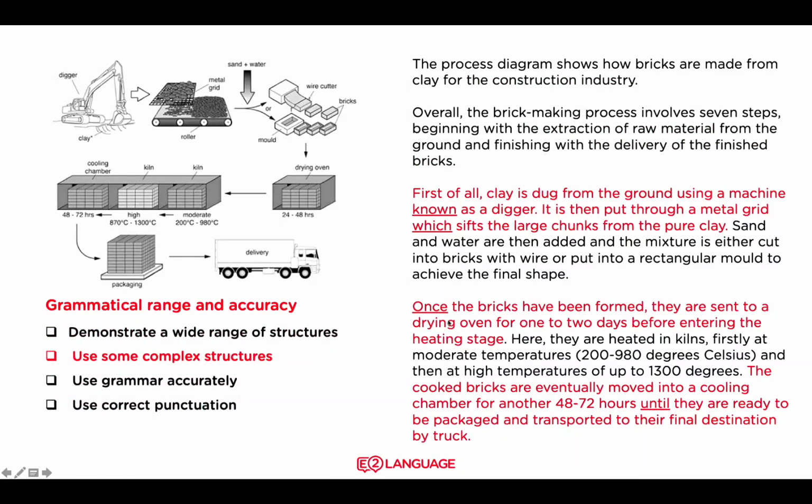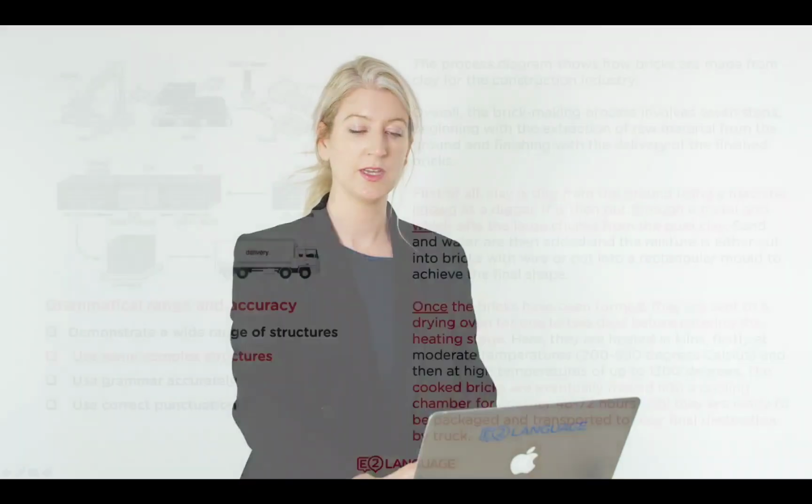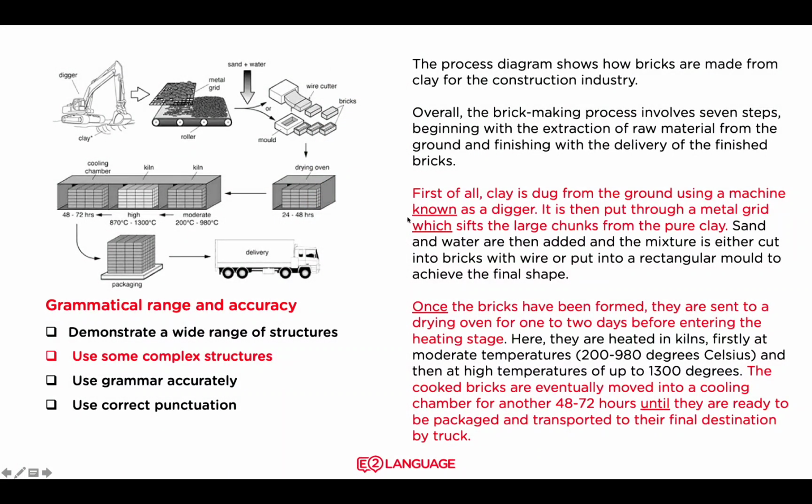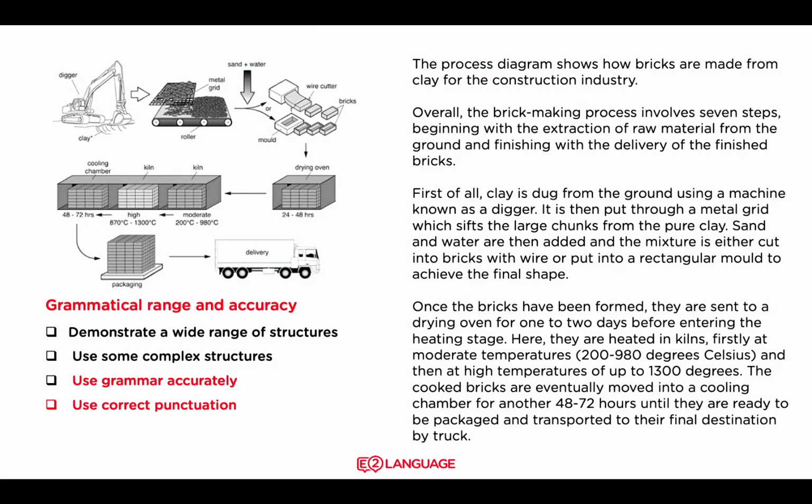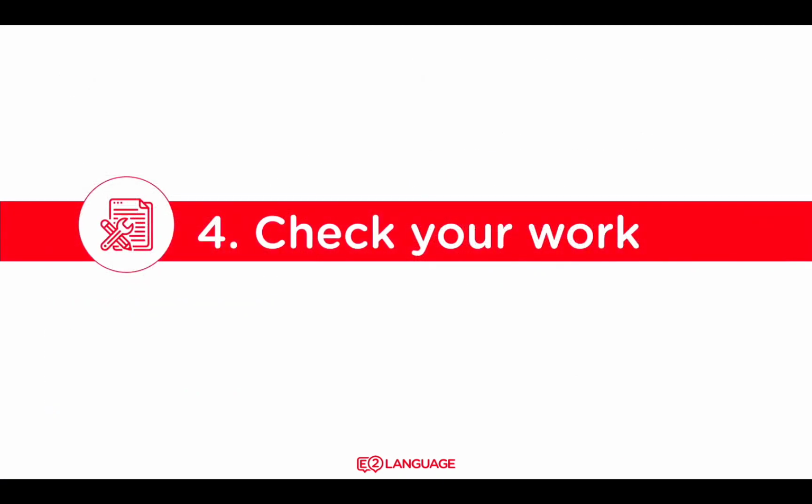Complex structures, so here are two of them, once and until. Another one up here, these are relative clauses. So a clay is dug from the ground using a machine known as a digger, reduced relative clause. The full relative clause here is a machine which is known as a digger, and it is then put through a metal grid which sifts the large chunks from the pure clay. So relative clauses, subordinate clauses, they create complex sentences, an important part of your score. Accuracy and precision of punctuation, all good there.